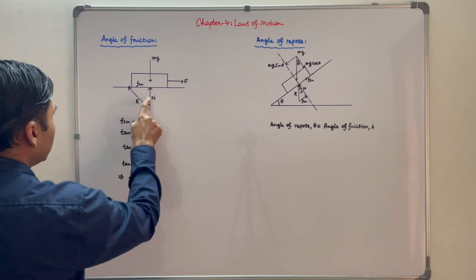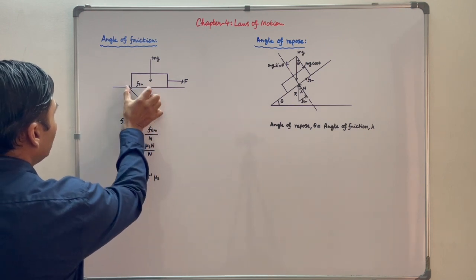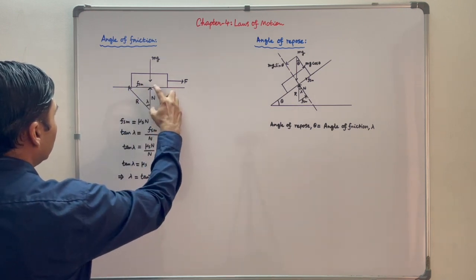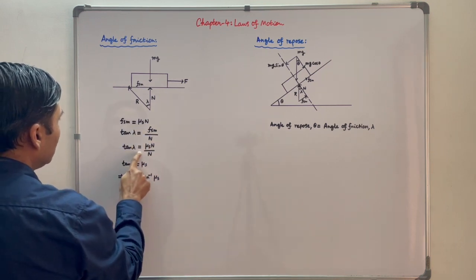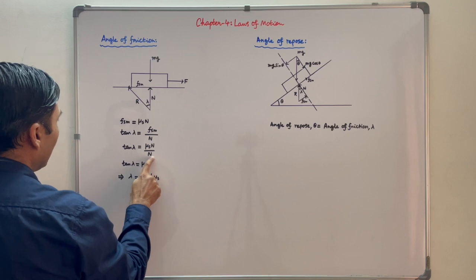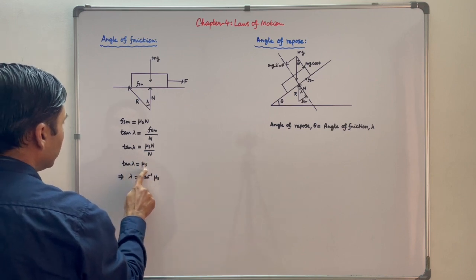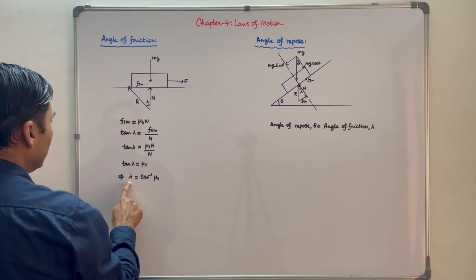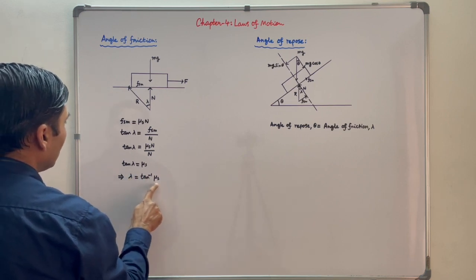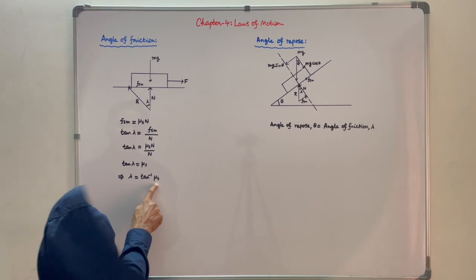In this right angle triangle, tan λ is equal to Fsm upon N. Fsm is equal to μs into N. So tan λ is equal to μs into N upon N, or tan λ is equal to μs, or λ is equal to tan inverse μs. So angle of friction depends only on the coefficient of static friction.